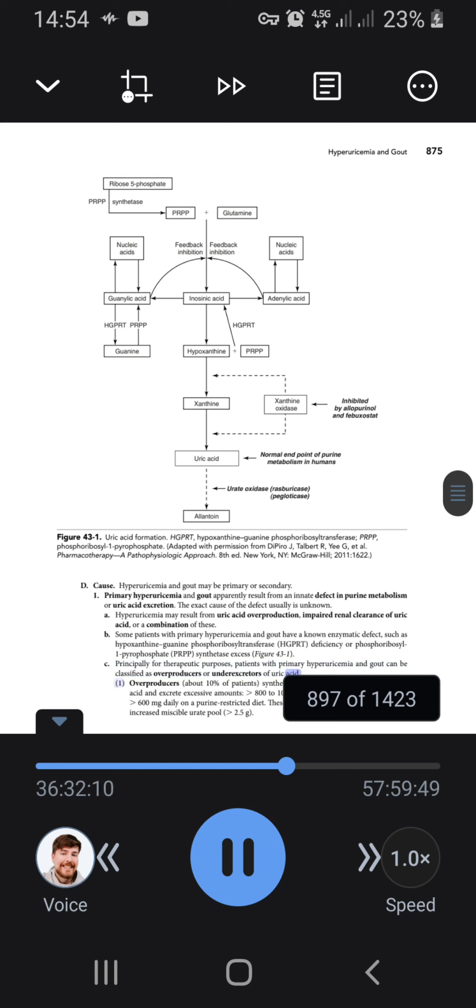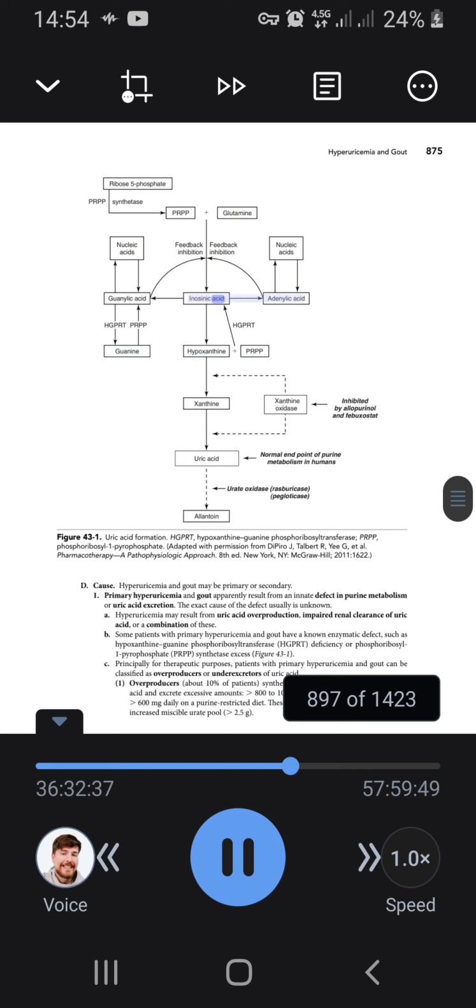1. Overproducers, about 10% of patients, synthesize abnormally large amounts of uric acid and excrete excessive amounts, 800 to 1,000 milligrams daily on an unrestricted diet, or 600 milligrams daily on a purine-restricted diet. These individuals generally have a markedly increased miscible urate pool, 2.5 grams.